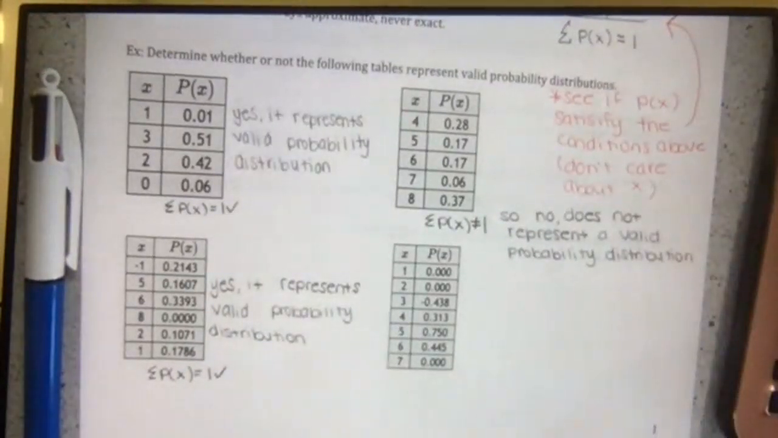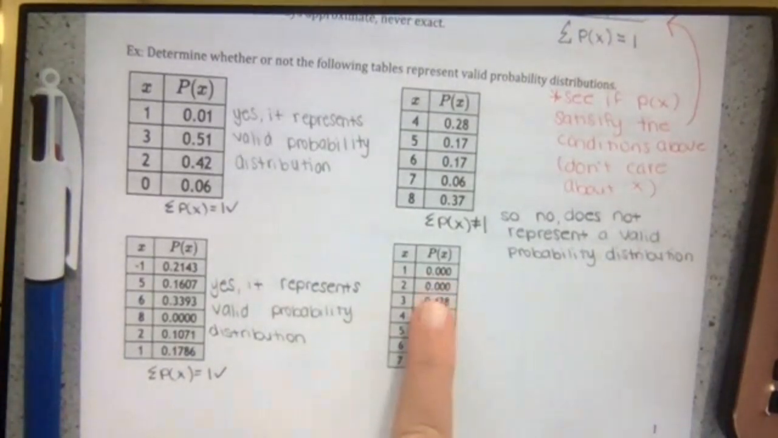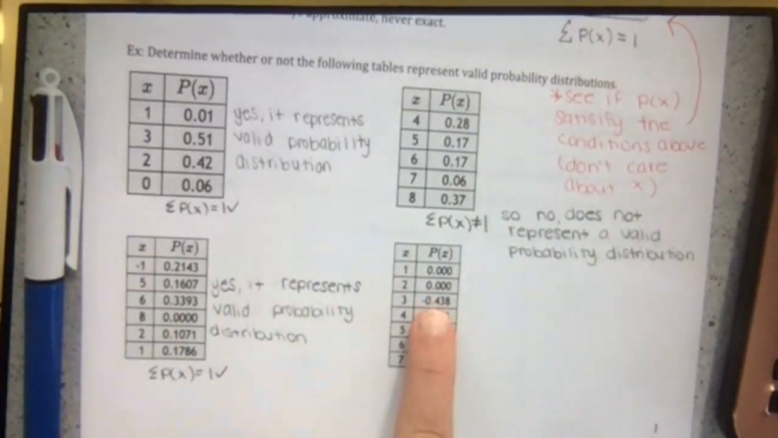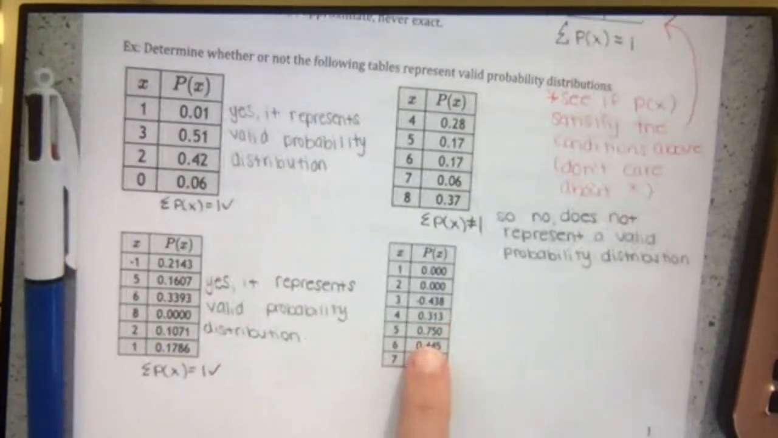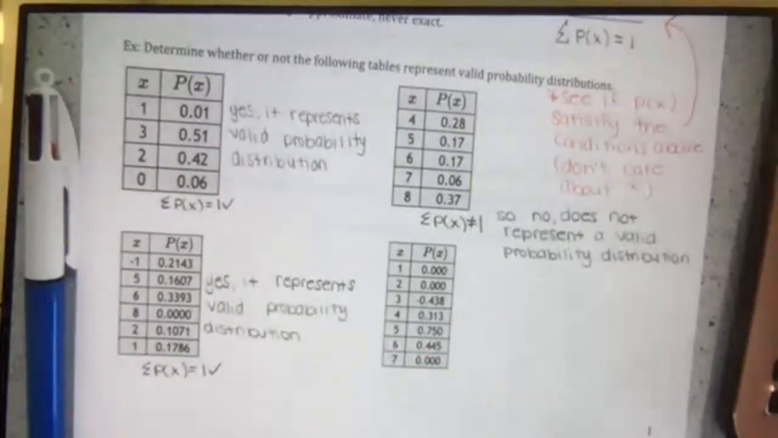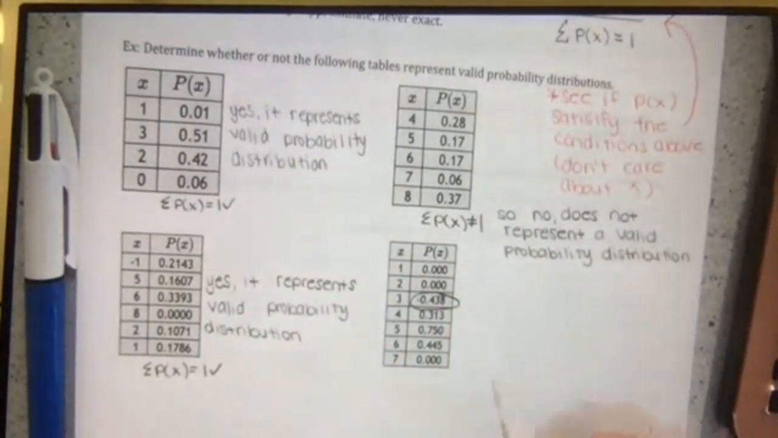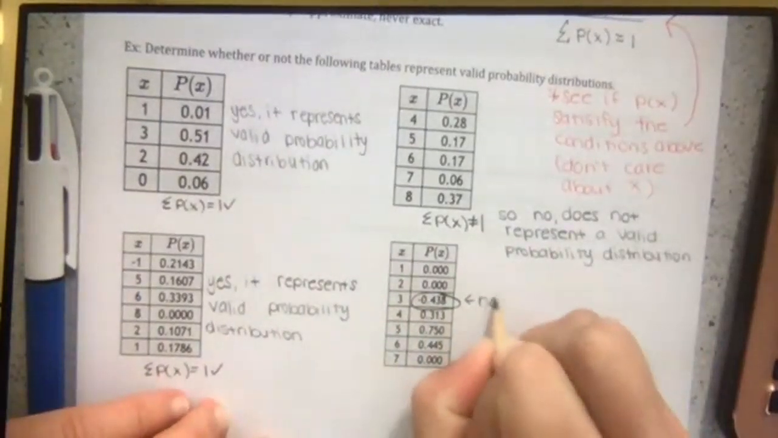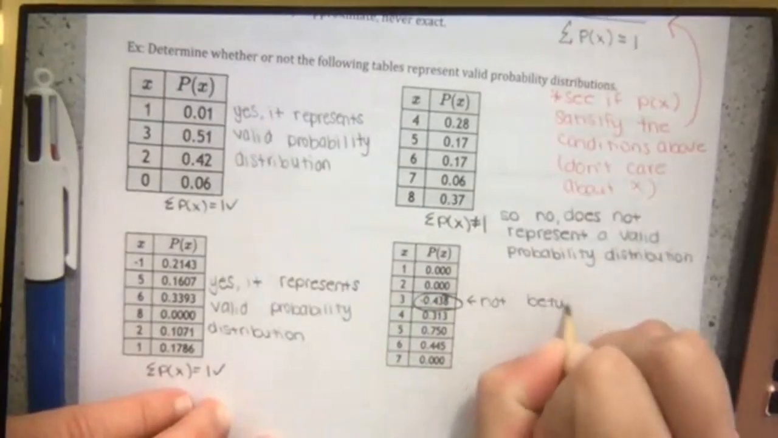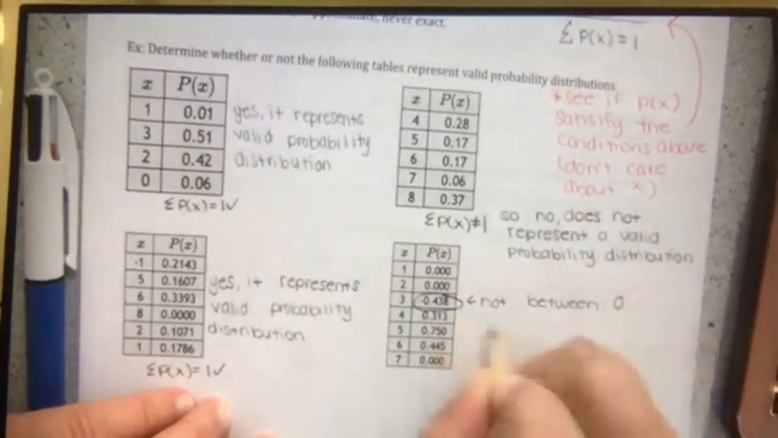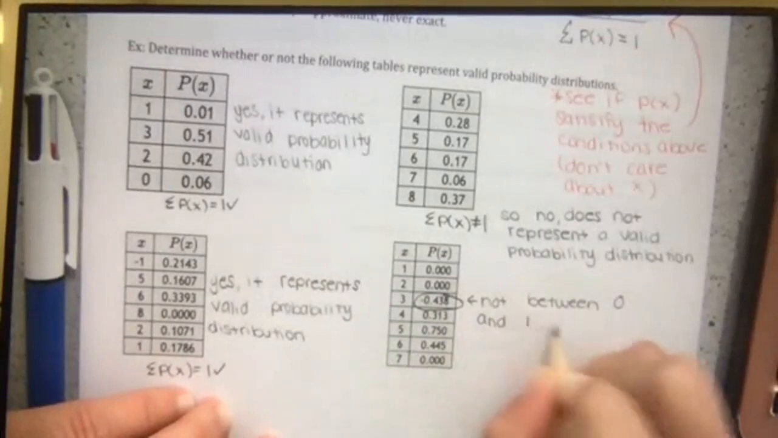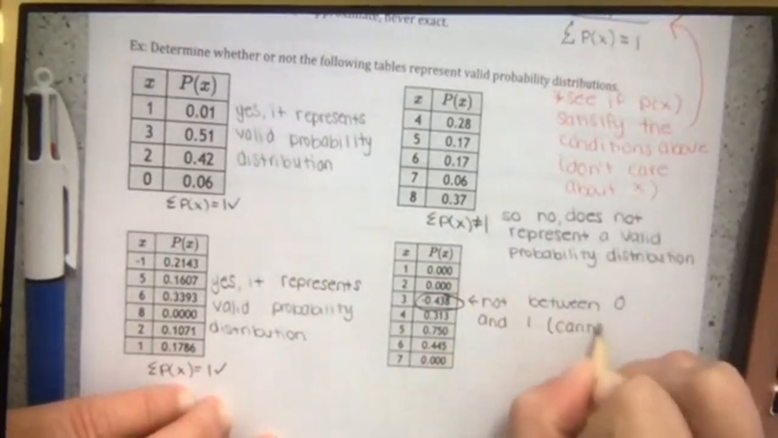My last one, my X values are 1, 2, 3, 4, 5, 6, 7, which is fine. I don't care what it is. My P values are 0, 0, negative 0.438, 0.313, 0.750, 0.445, and 0. Well, just by looking at it, I have a negative. Not between 0 and 1. Or in other words, cannot be negative.